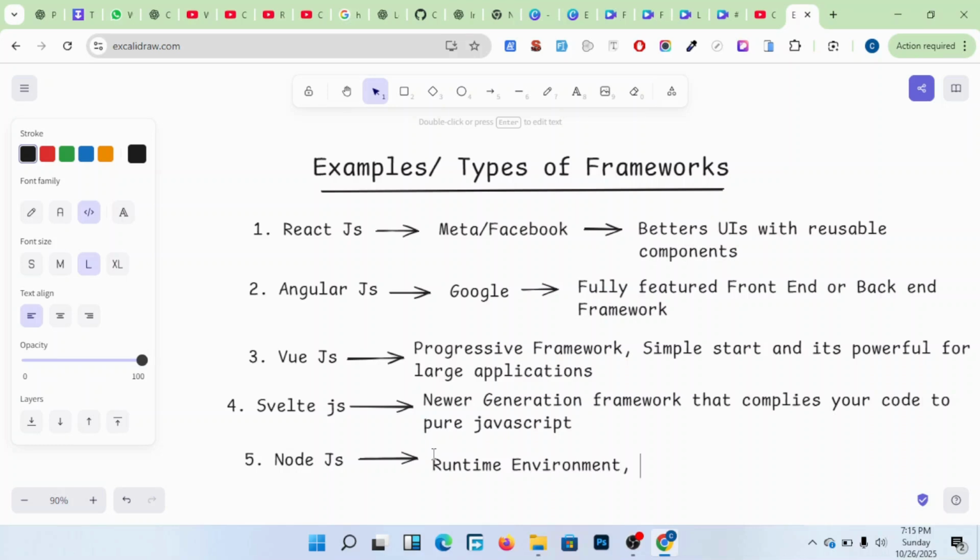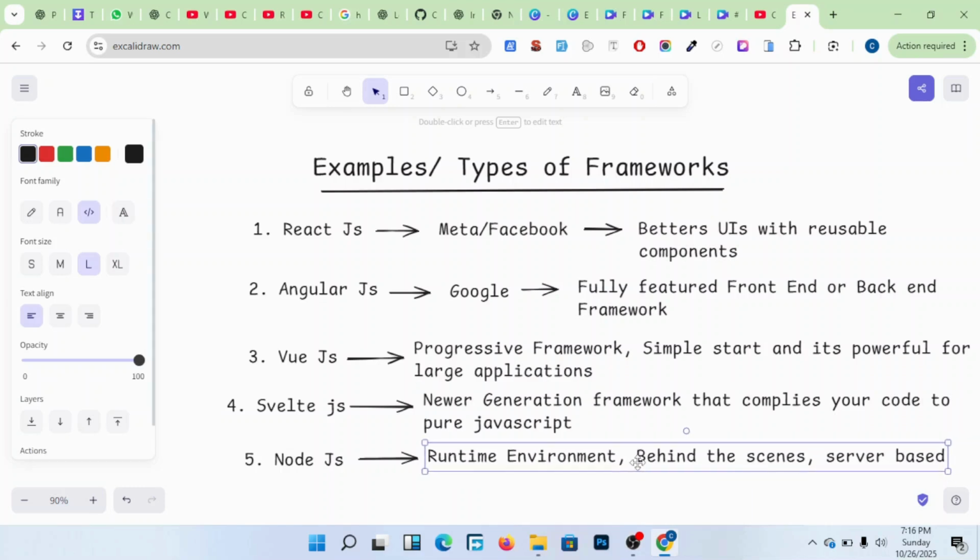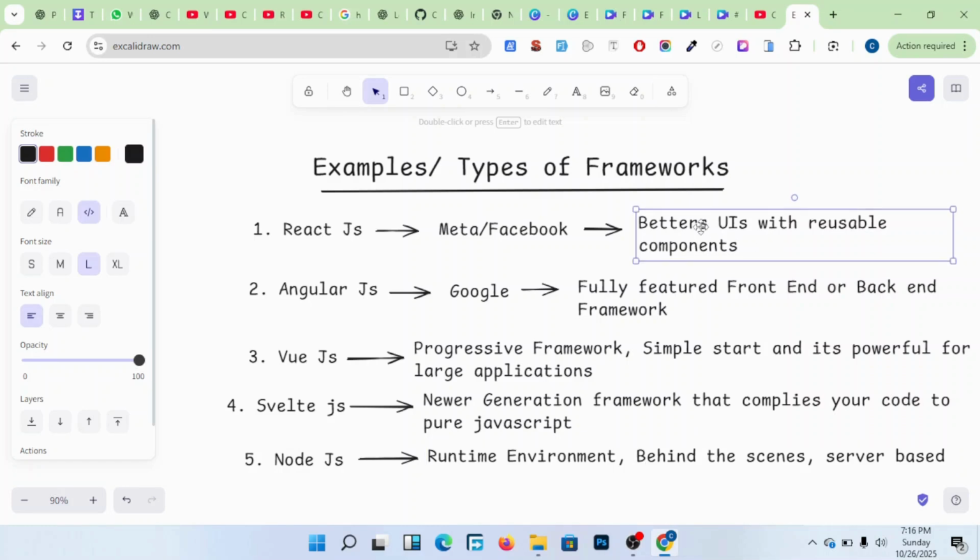Runtime environment. This one runs behind the scenes. It is basically behind the scenes, and it is server based. So members, this is the advantage of knowing JavaScript. You just know your JavaScript, everything will be okay. Just know your JavaScript. That's enough. So members, this is how it is.